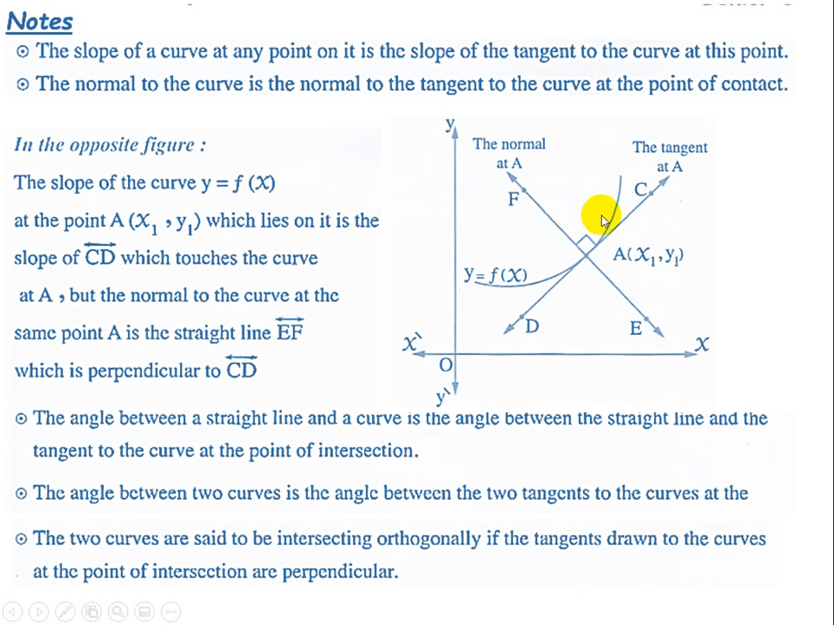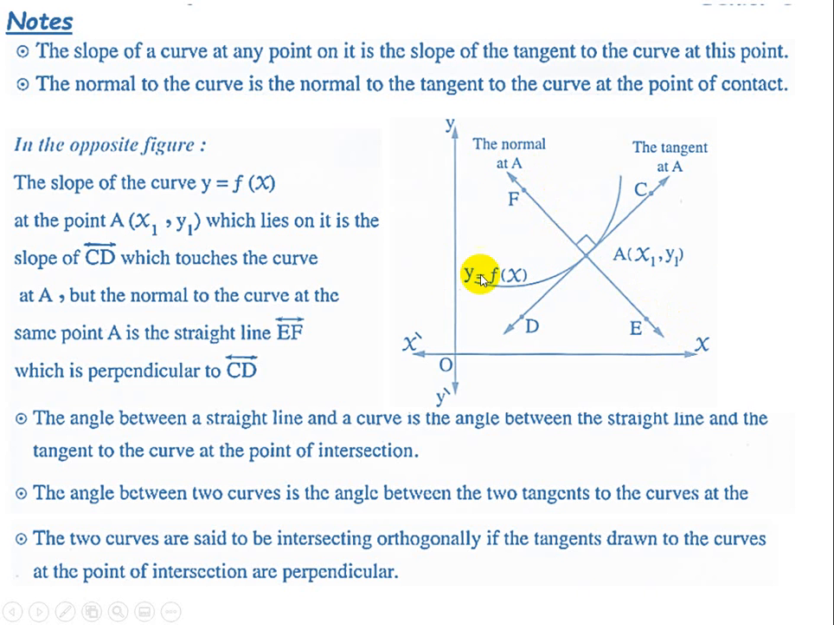In the opposite figure, the curve is y equals f of x. The slope of the curve at the point (x1, y1), which means A, which lies on it, is the slope of the straight line CD, which touches the curve at the point A. But the normal to the curve at the same point A is the straight line EF, which is perpendicular to CD.